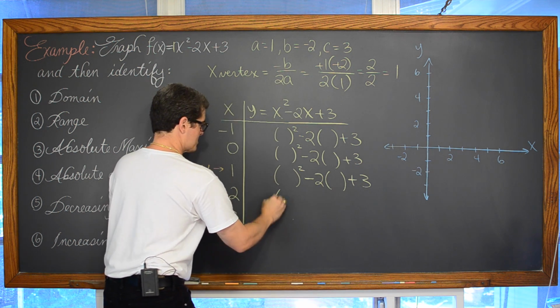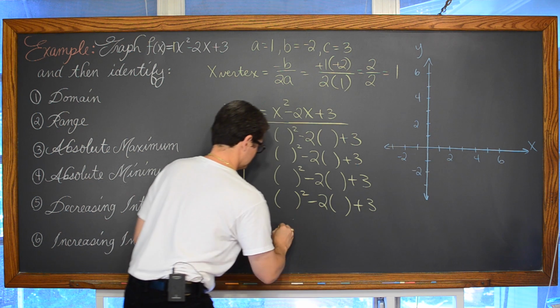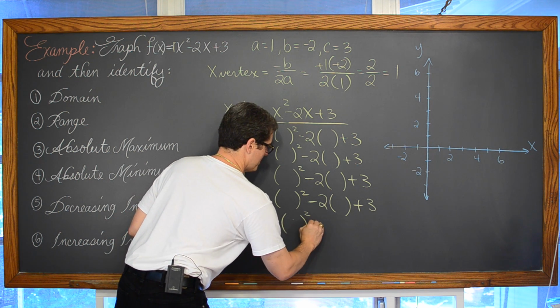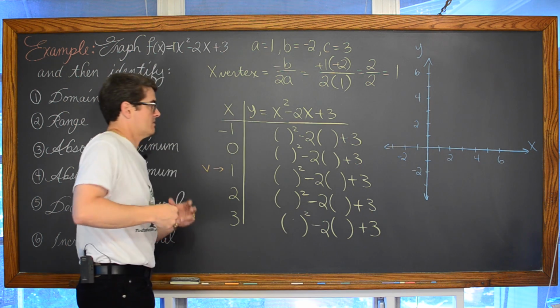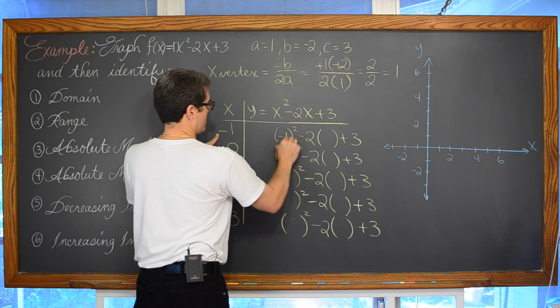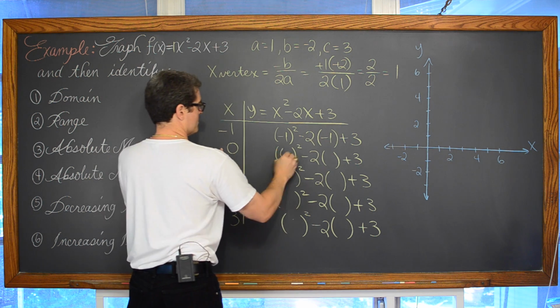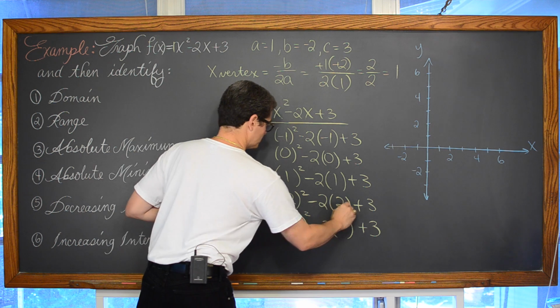But you'll notice I'm actually not even looking at what I'm plugging in. I'm just putting some empty parentheses everywhere there's an x, and hopefully avoid making any sign errors. Now, first time x is -1, then x is going to become 0, and then 1, and then 2, and then 3.